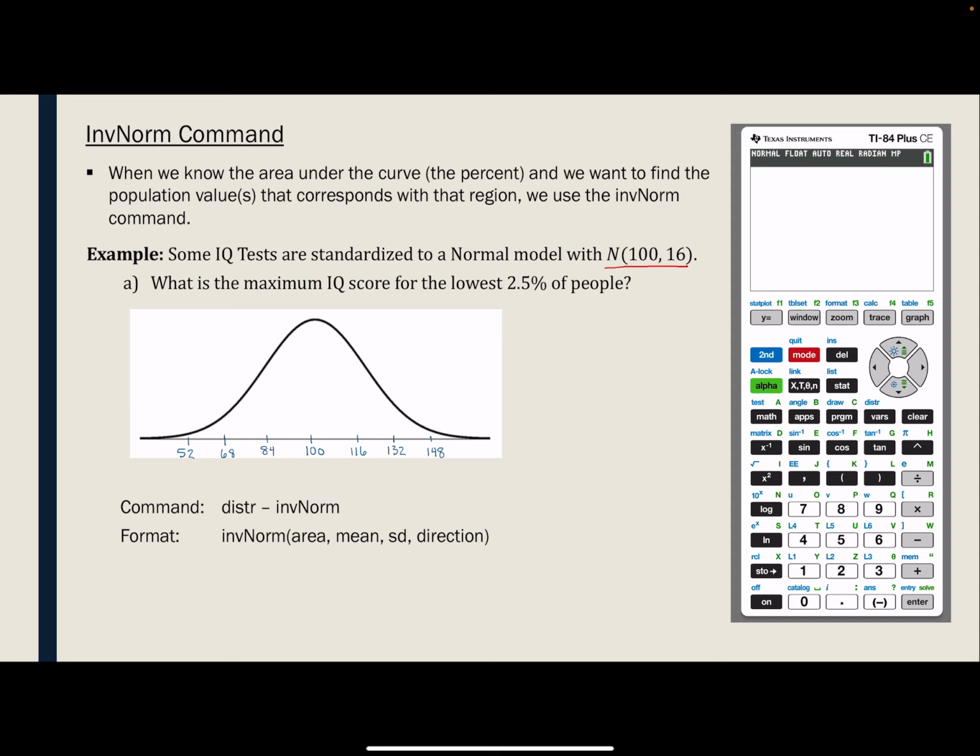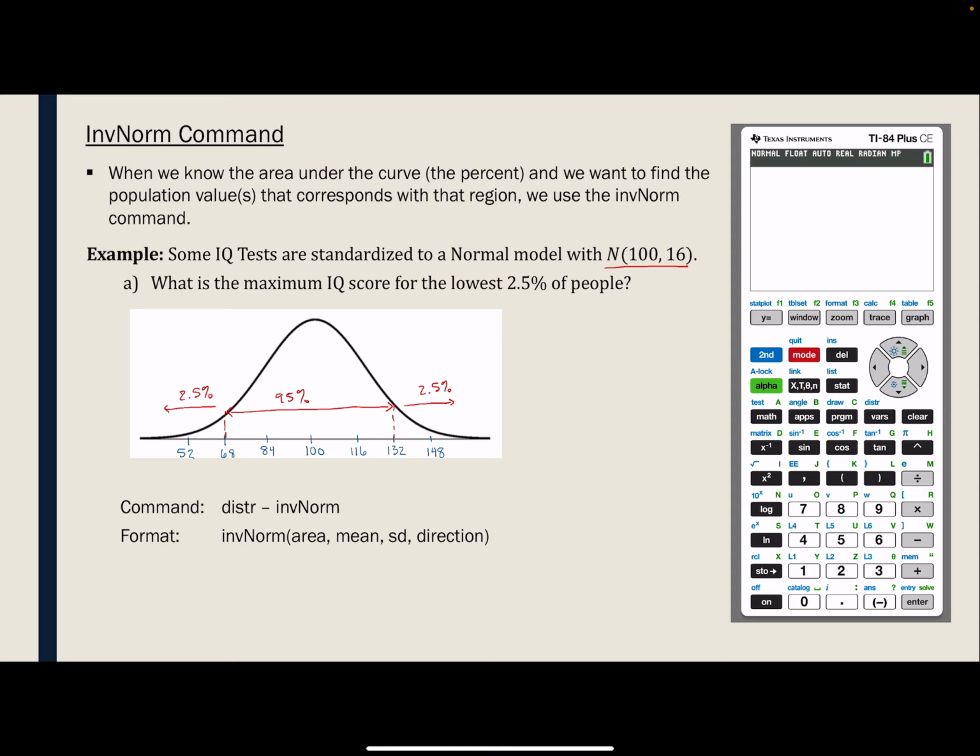So remember back to when we were doing the 68, 95, 99.7% rule, and we said that the central 95% of scores were between these two standard deviations, right? This is 95% of data is between these two scores. And so we knew that then 2.5% of the data was above 2 standard deviations above the mean, and 2.5% of the data was 2 standard deviations below the mean.